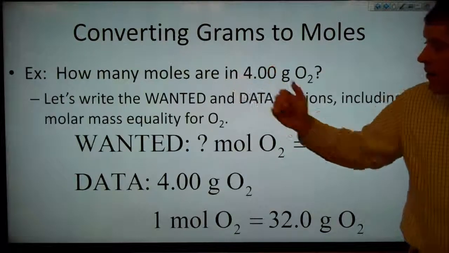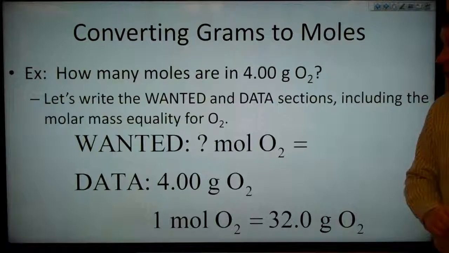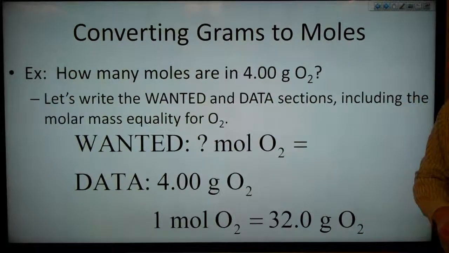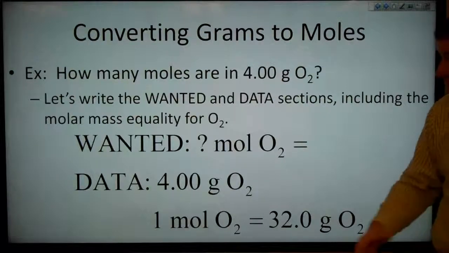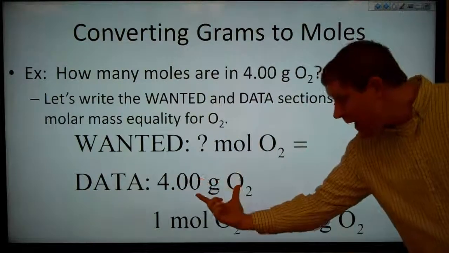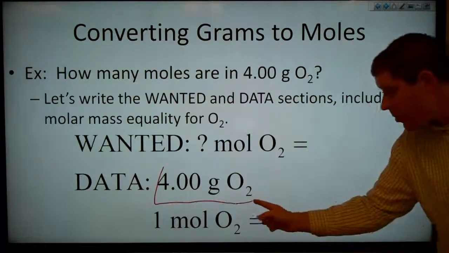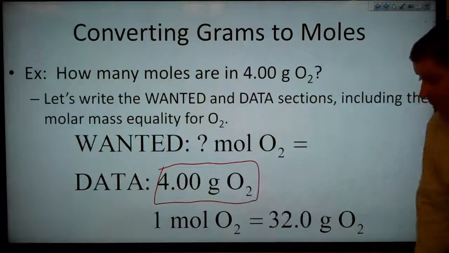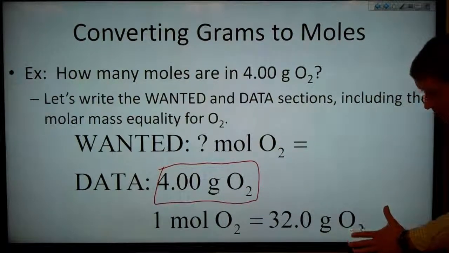So, just as we can convert from moles to grams, we can also convert from grams to moles. For example, how many moles are in 4.00 grams of O2? Well, let's write the wanted and data sections, including the molar mass equality for O2. So, we want number of moles of O2. In the data section, we have a given of 4.00 grams of O2. And now we have our equality, 1 mole of O2 equals 32.0 grams of O2.